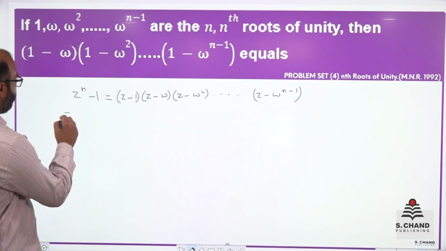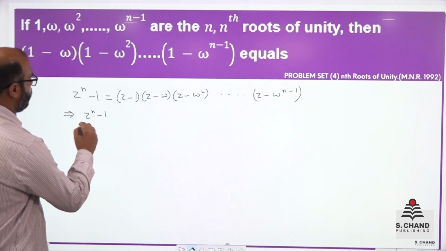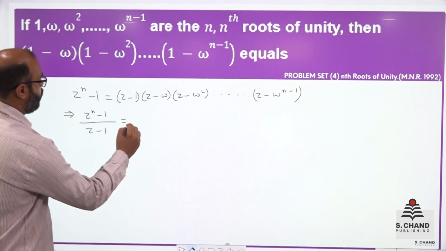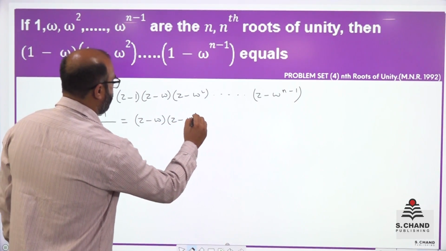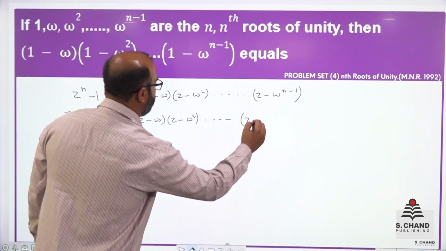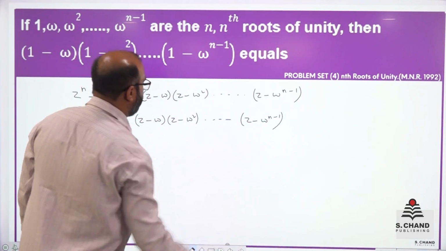Now in the next step, this will be z to the power n minus 1 upon z minus 1 is equal to z minus omega, z minus omega square dot dot dot z minus omega to the power n minus 1.